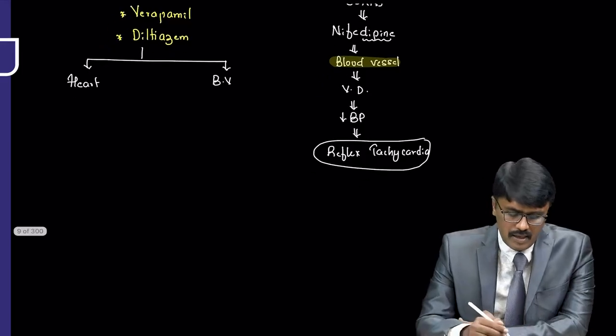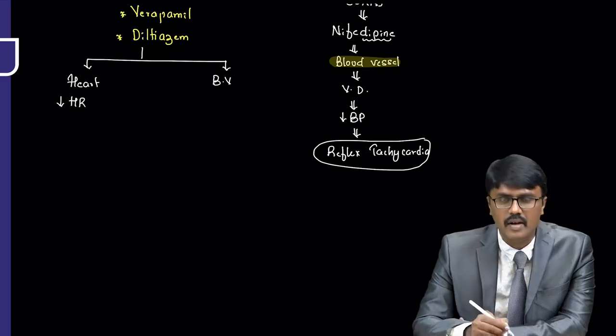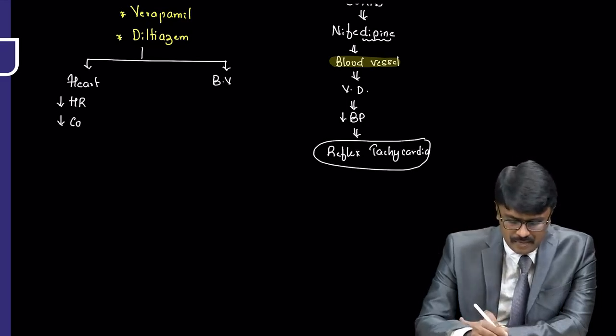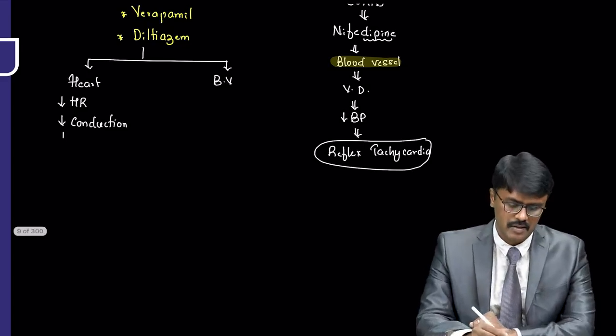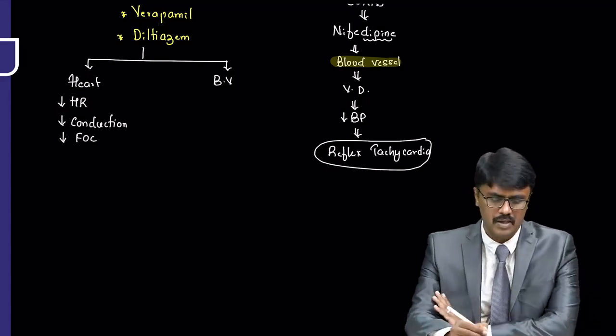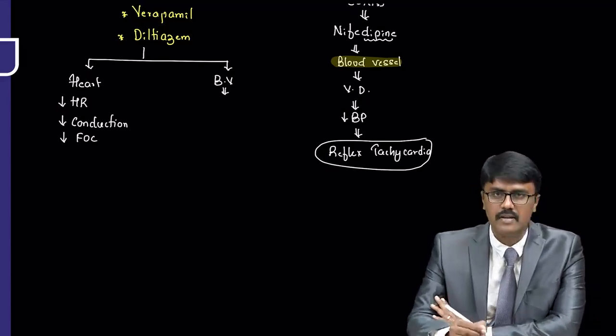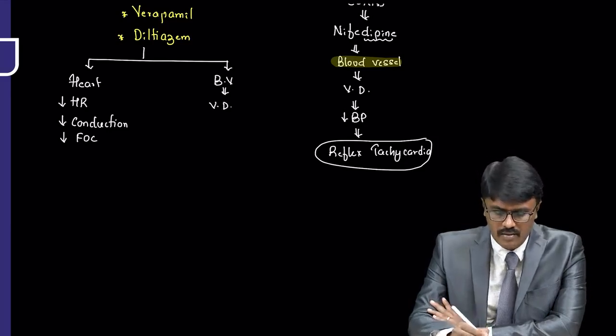So what will they do in the heart? They decrease the heart rate, they decrease the conduction, and they decrease the force of contraction. So this is what they do. Now what do they do in the blood vessel? They are smooth muscle relaxants, so they can cause vasodilation, and they decrease the blood pressure.